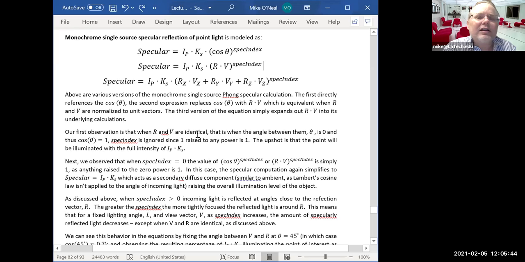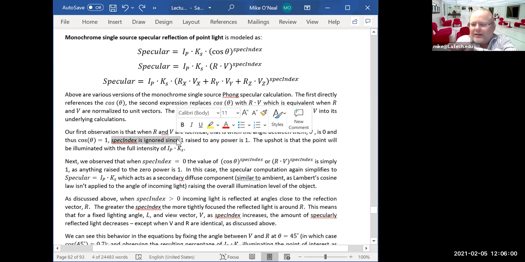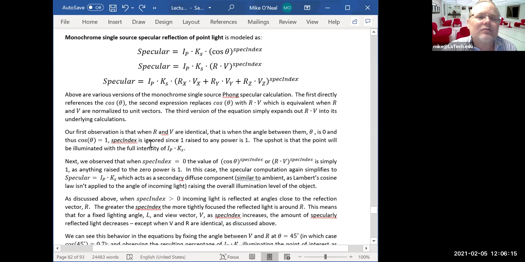So when R and V are identical, that is when the angle theta between them is 0, and thus the cosine of 0 is 1, then the spec index is ignored. If I'm looking directly at the reflection vector, I don't care how much it spreads away from that reflection vector. I'm looking directly at it. So I'm going to see all the light anyway because there's no deviation between me and the mirror direction. So spec index gets ignored in that case.